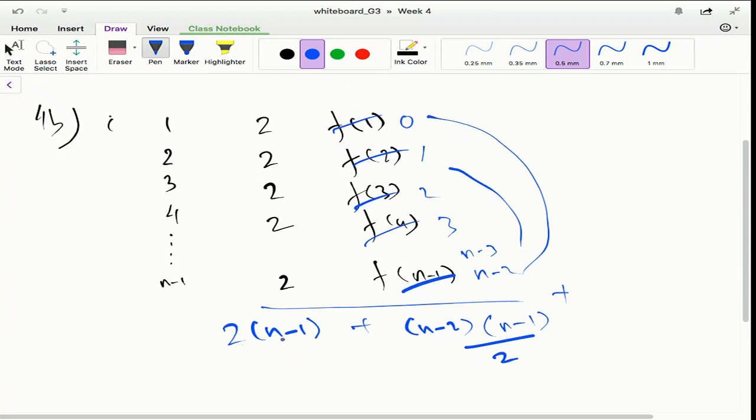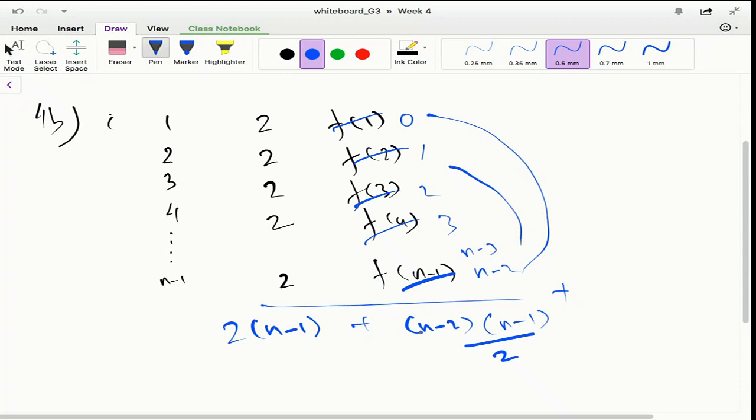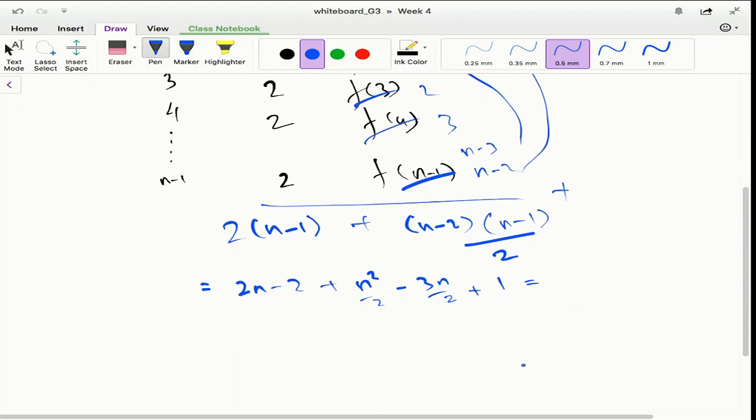So then this is the total number. Then we just need to simplify this. This is 2n minus 2 plus n squared over 2 minus 3n over 2 plus 1. So then it's n squared over 2 plus n over 2 minus 1. So then the big O is O of n squared.